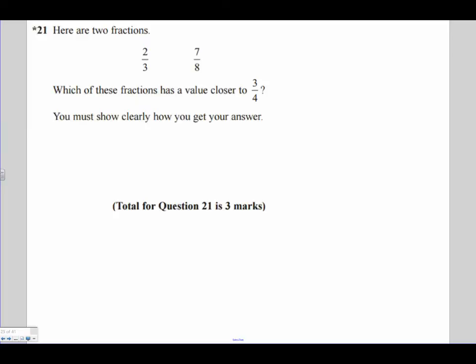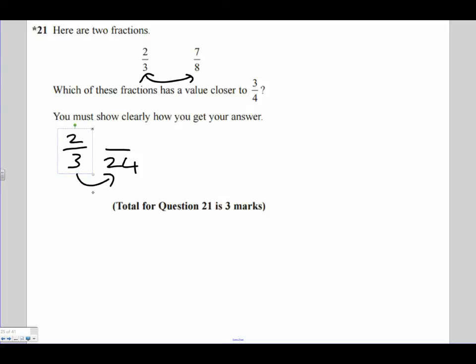Question 21. Here are two fractions, 2/3 and 7/8. Which of these fractions has a value closer to 3/4? You must show clearly how you get your answer. Well, there are two ways of doing this. The first way is to use equivalents and make them all the same denominator. So I have 2/3 and I can make it something over 24 because 3 and 8 have 24 in common.